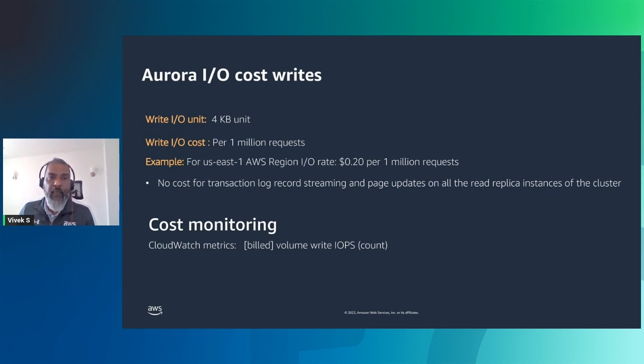Write IOs are billed per 1 million requests. Different regions might have different write IO billing rates. I also want to make sure you understand that in Aurora, the data is copied to 6 places. All that data copying is not part of the bill. It's part of the managed service.